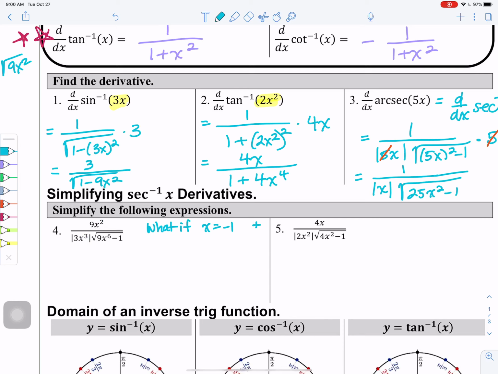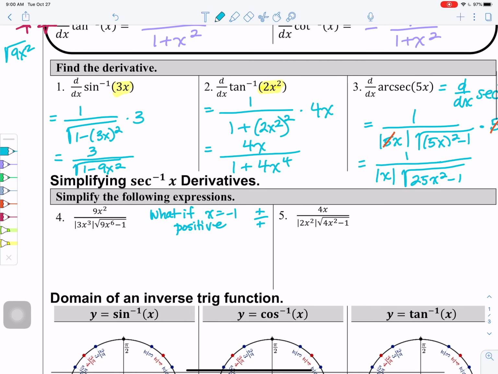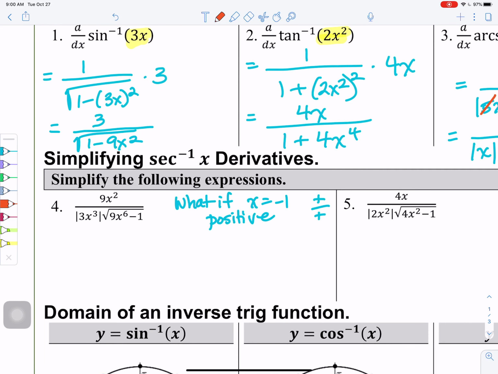You could think of it as a positive over a positive. So it's positive. Okay? So we just want to talk about that. And so we can actually cancel this x squared and just leave an x in that denominator. And then, of course, our 9 can become a 3, and this 3 can be canceled. I really don't like writing on my work like that. But anyway, you can see that this is simplified as 3 over the absolute value of x times the square root of 9x to the 6th minus 1.